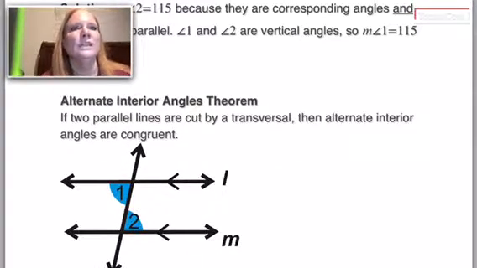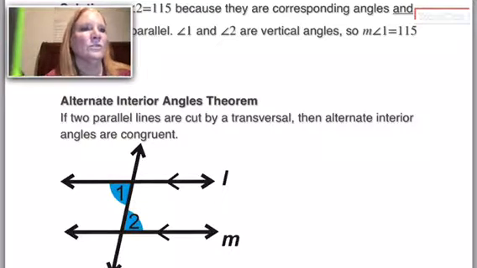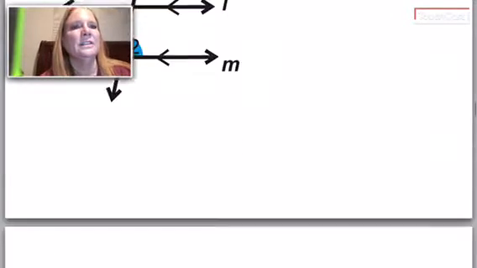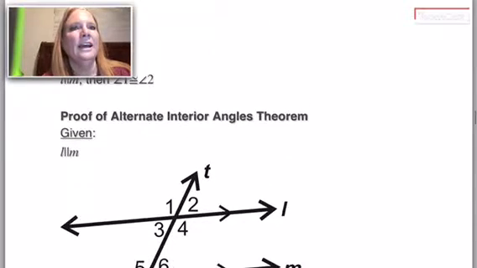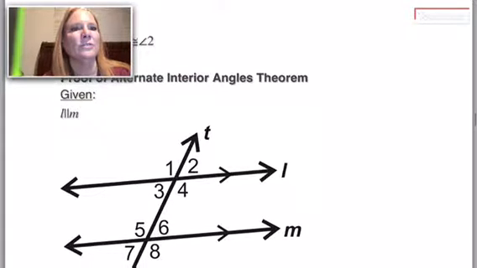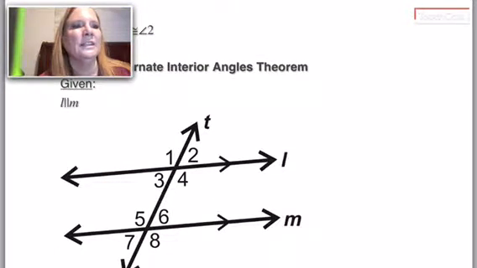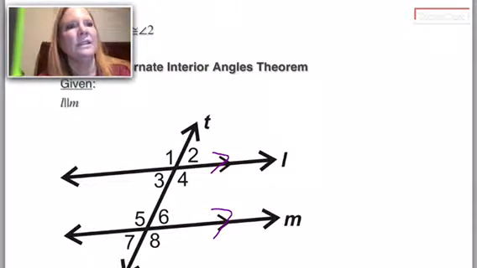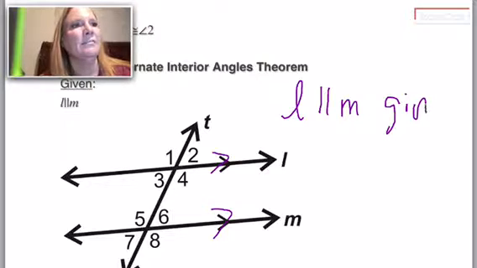So now, the alternate interior angles theorem. If two parallel lines are cut by a transversal, then their alternate interior angles are congruent. So we start to see the pattern here. And now we're going to give a proof of the alternate interior angles theorem. What our given statement is, is that these two lines are parallel. That's given by the markings. So we can say that L is parallel to M, and that would be our given statement.